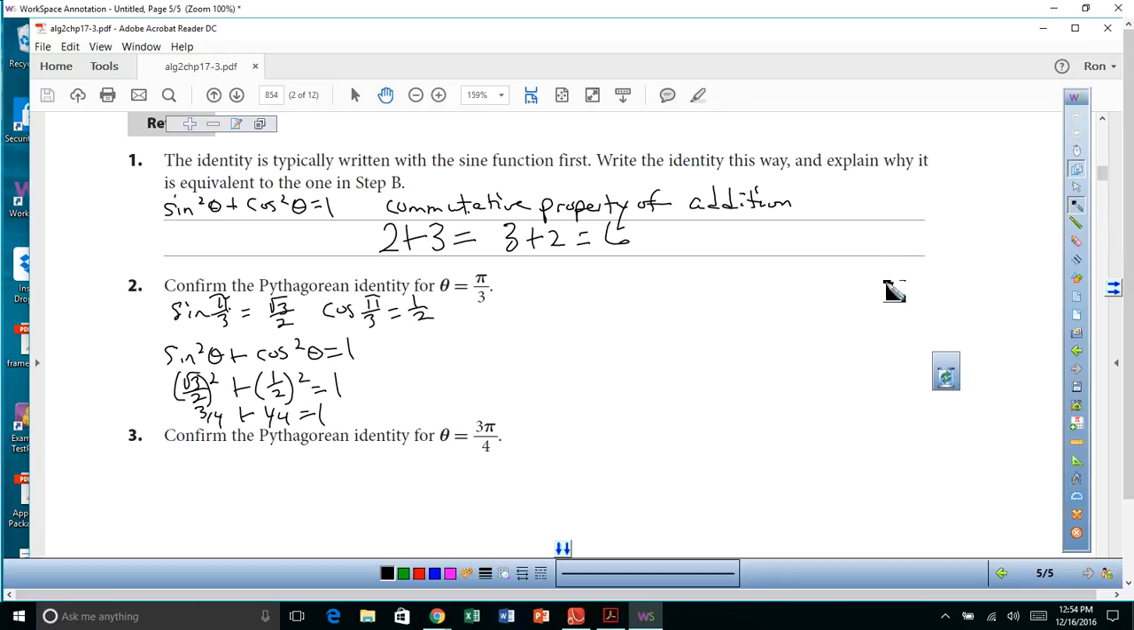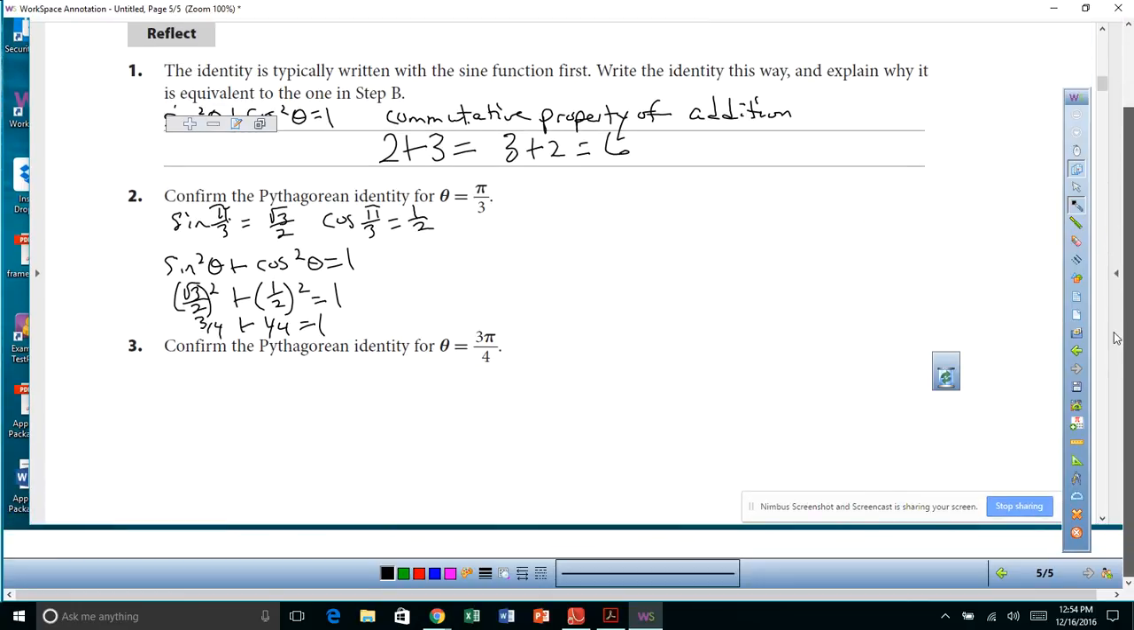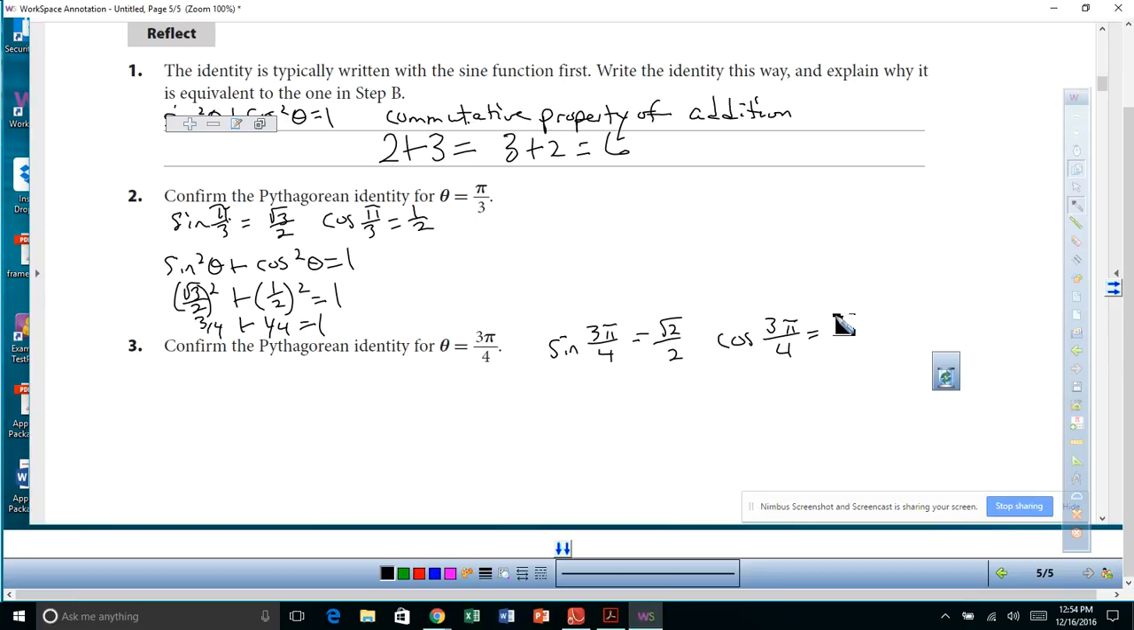All right. Confirm the Pythagorean identity for 3 pi over 4. So let's see, we're going to have sine 3 pi over 4 equals the square root of 2 over 2, and cosine 3 pi over 4 equals negative square root of 2 over 2. All right, so if we have sine squared theta plus cosine squared theta equals 1.